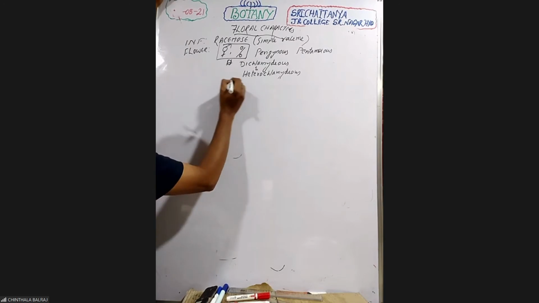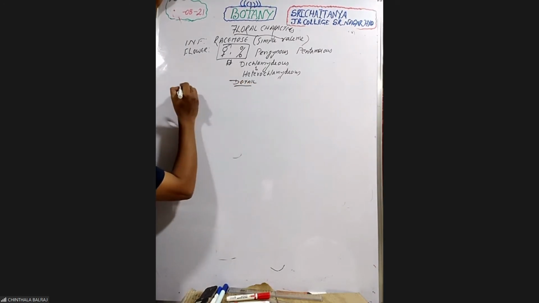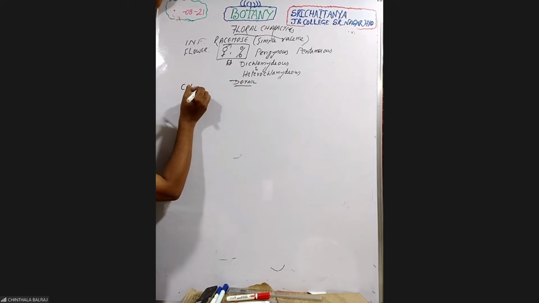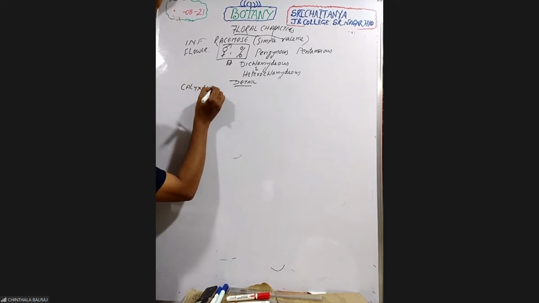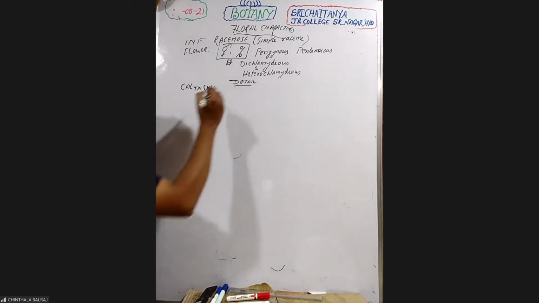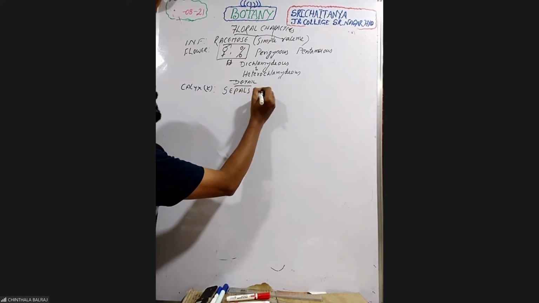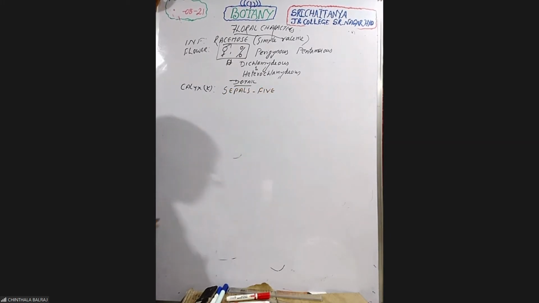Flower in detail. Which is the first whorl of the flower? Calyx. Members of calyx: sepals. Count them. How many sepals? See the floral diagram. How many are there? Five sepals. They are free or fused? Fused.